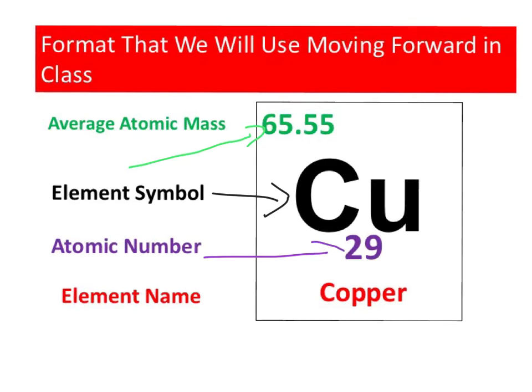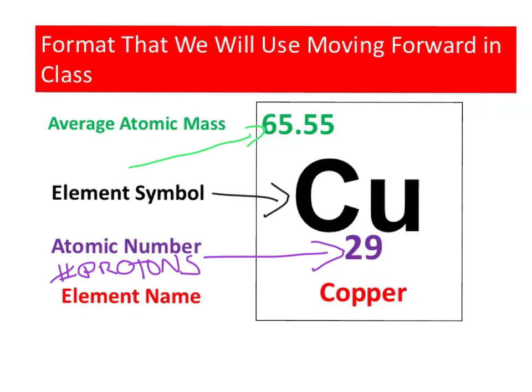Atomic number. That is the number of protons in an atom of copper in this particular case. The atomic number is the same for each atom of a specific element. In other words, every copper atom has exactly 29 protons.